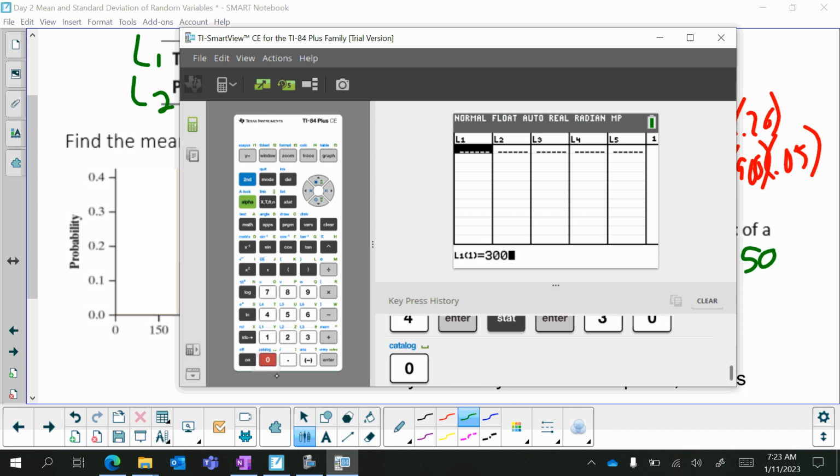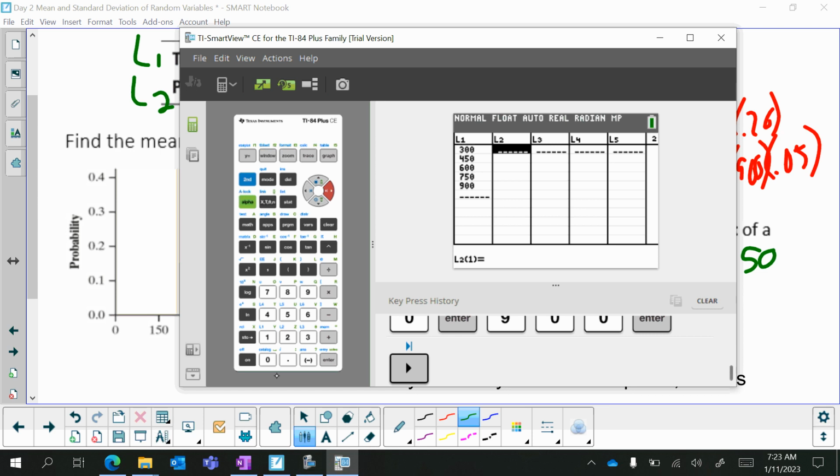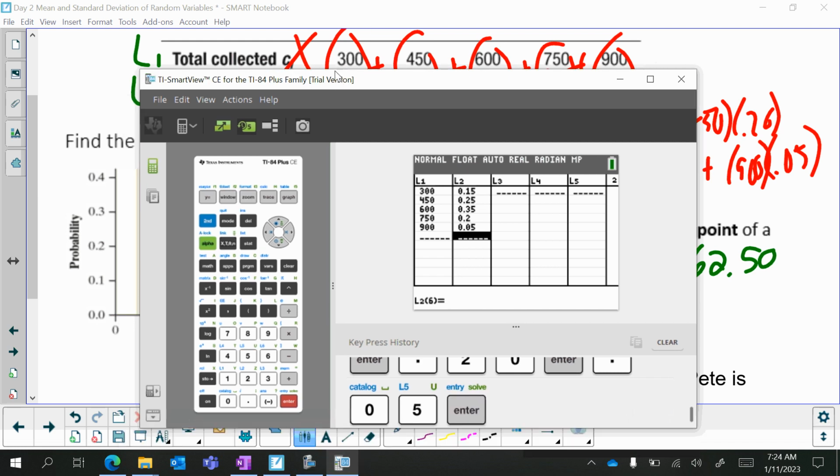And in L1, you're going to put in 300, 450, 600, 750, and 900. Those are your x values. Those are what Pete is collecting per customer. And then the P of x's, we're going to put in L2. So it's going to be 0.15, 0.25, 0.35, 0.20, and 0.05. Okay, so now we're going to press stat, calc, 1-Var Stats.